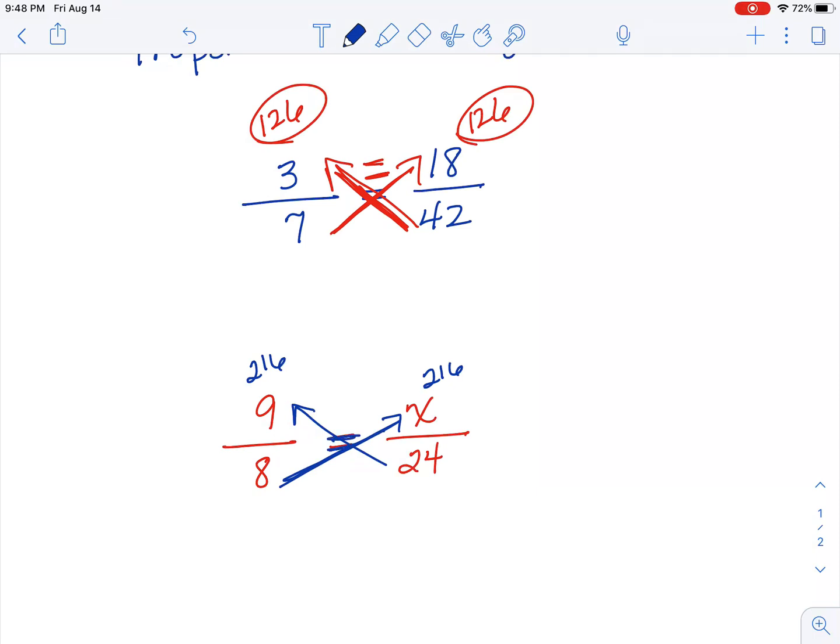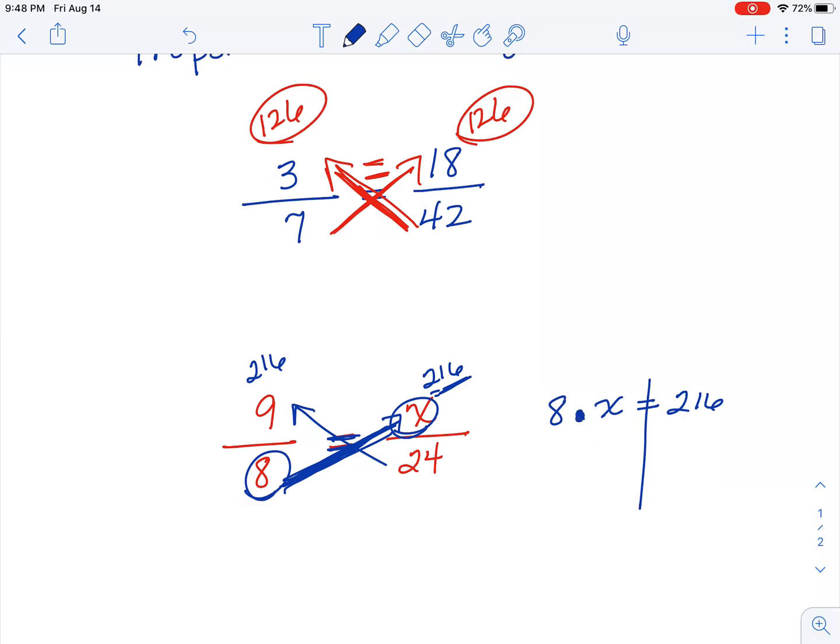So I'm going to come over here and write an equation. I'm going to follow this arrow and I'm going to say 8 times x has to equal 216. Now remember, whatever we do to one side of the equation, we have to do to the other. And to get that x by itself, we do the opposite.